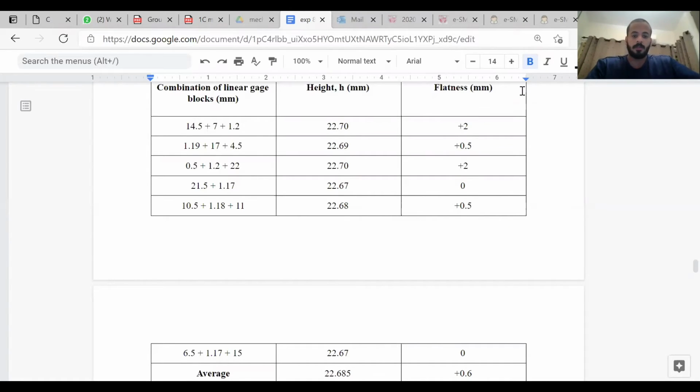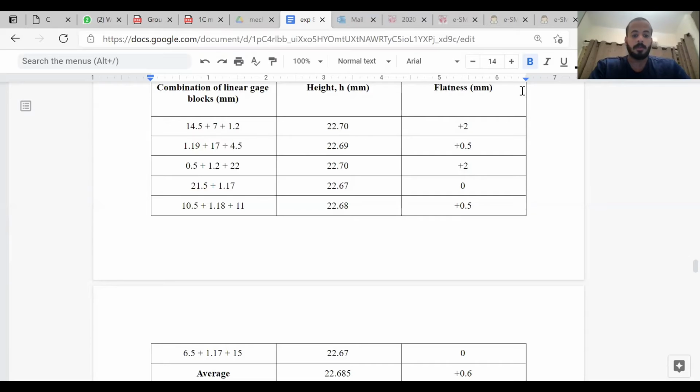In the discussion for measuring angles, based on the results obtained in table 5.11 as shown here, 6 values from trial and error methods have been used in order to obtain 0 mm flatness. The theoretical value of height of the sine bar is 22.87 mm with an angle of 13.22. The first combination of linear gauge blocks was 22.70 mm, 14.5 mm plus 7 mm plus 1.2 mm, which gave a flatness of plus 2 mm.